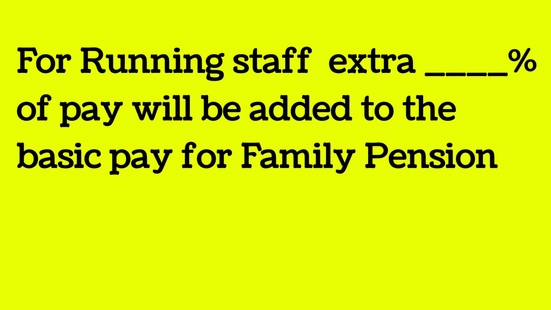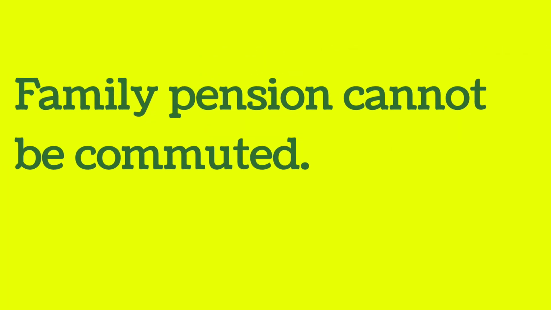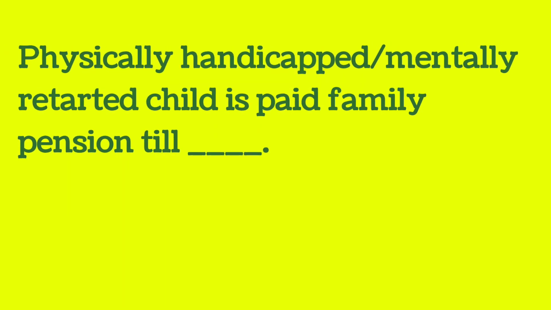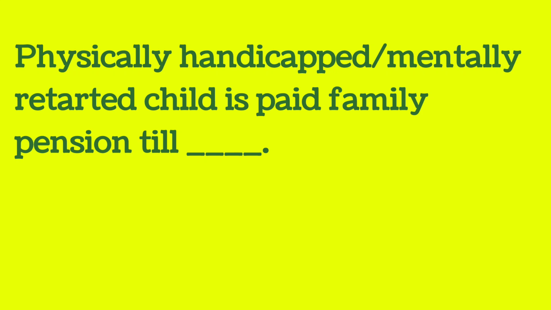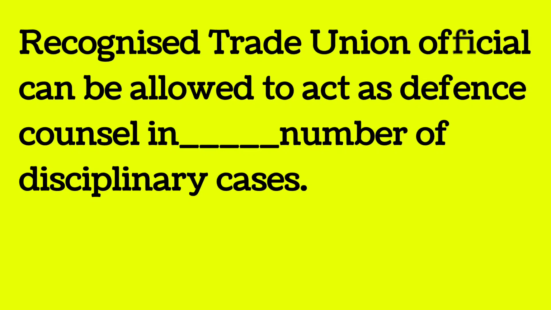For running staff, extra dash % of pay will be added to the basic pay for family pension. For running staff, extra 55% will be added. Family pension cannot be commuted. Statement is true or false? This statement is true. Pension can be commuted but family pension cannot. A physically handicapped or mentally retarded child is paid family pension till up to what age? So till death. A PH or mentally retarded child will get family pension till death.